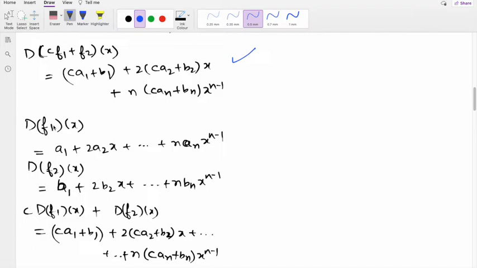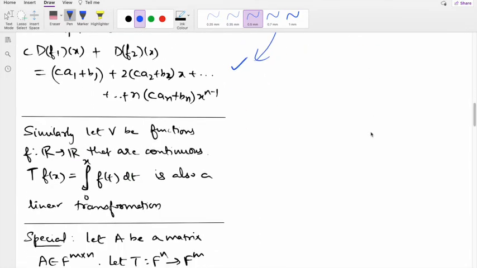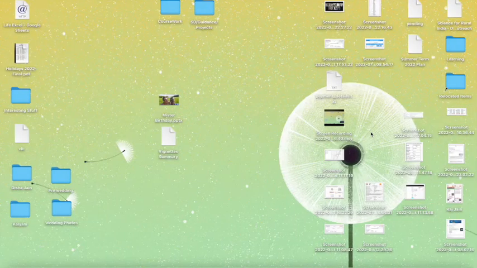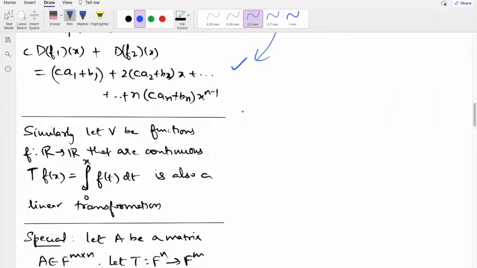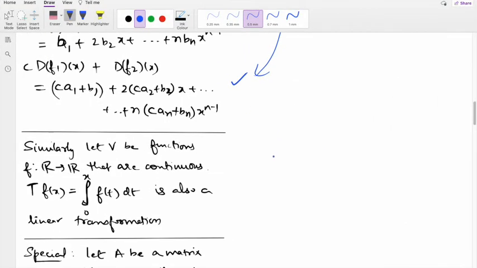Similarly, you can look at D f1, D f2, and you do the same addition and scalar multiplication. You will get the same result. So therefore, this and this are the same. So therefore, D is a linear transformation. You can go ahead and prove this for any general function actually, and then you can basically check whether it's true for all functions or not.